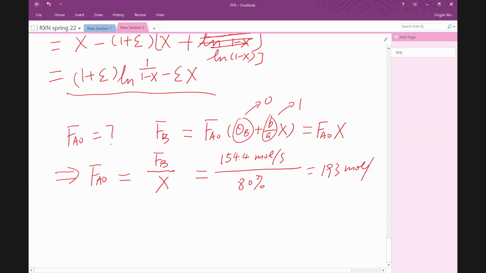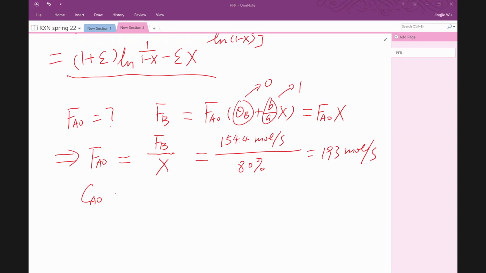Okay, so that's how we have FA0. And what else? Oh, CA. What's the concentration for CA0? So CA0, you can use the ideal gas equation of state.